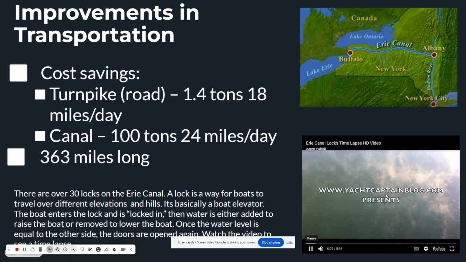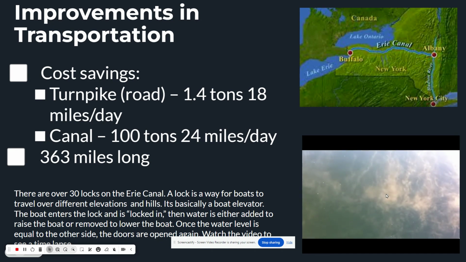Now, a lock is basically a boat elevator.